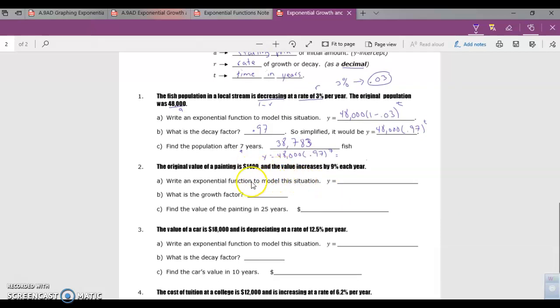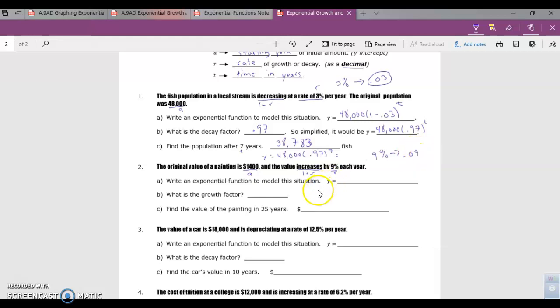So let's look at a growth situation. The original value of a painting is $1,400. So the initial value is going to be our a. We're told that it's increasing. That's going to be a 1 plus r by 9%. So r is 9%. All right, so 9% needs to become a decimal. That's going to become 0.09.